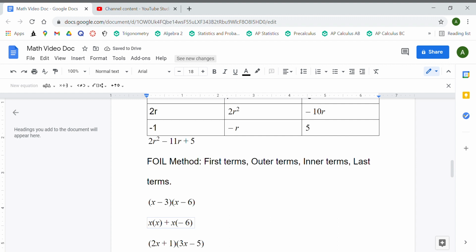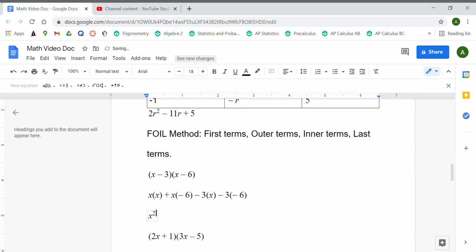Alright, and then we go for the inner terms now. So it's going to be -3 times x. And then last terms. We do -3 times -6. And now we can just simplify from here. So it's going to be x squared. X times -6 is -6x. -3 times x is -3x. -3 times -6 is +18. And that just simplifies down to x squared minus 9x plus 18.